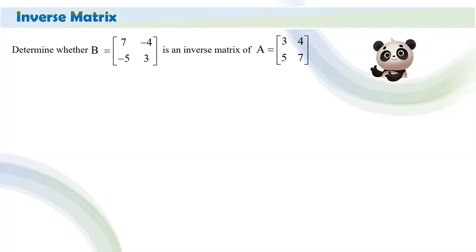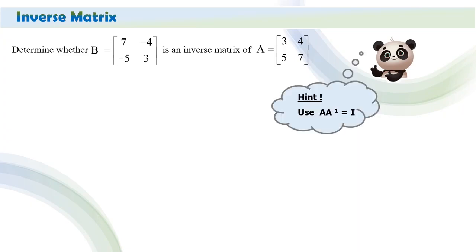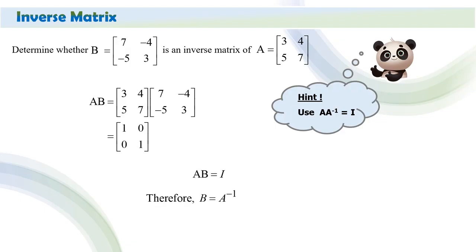Determine whether matrix B is an inverse matrix of A. Note that matrix A multiplied with matrix A inverse is equals to identity matrix. AB is equals to identity matrix. Therefore, B equals to A inverse.